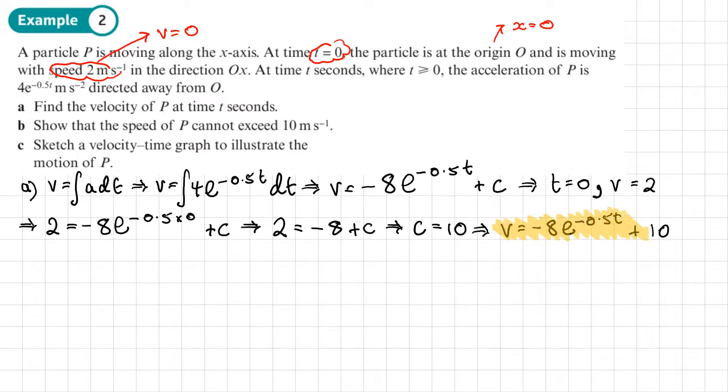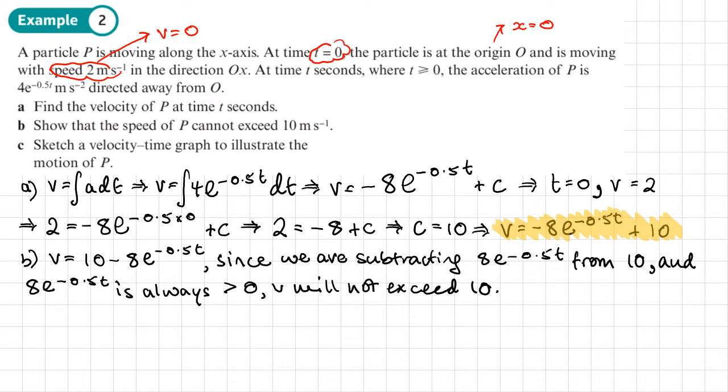We'll move on to part B, and it says show that the speed of P cannot exceed 10 meters per second. Now if I were to just flip the two terms around and write it like this, you can see that I'm always subtracting something from 10. So I've put that down in a sentence, and I've also added that the thing we're subtracting from 10 is always greater than 0. This part is always going to be positive, so we're never subtracting a negative number. We're never adding anything to 10. That means that v will not exceed 10.